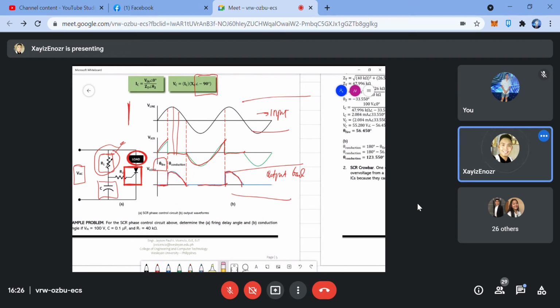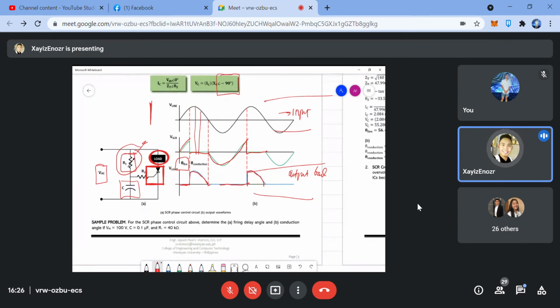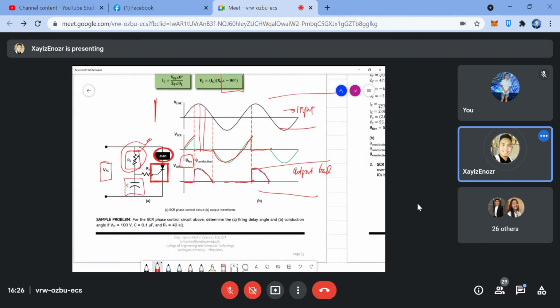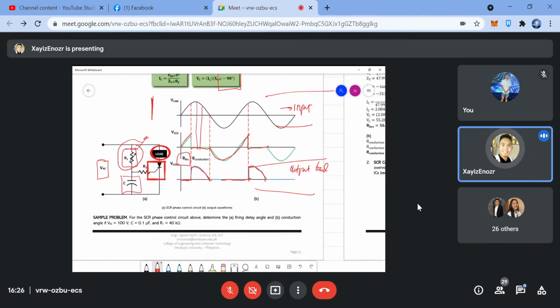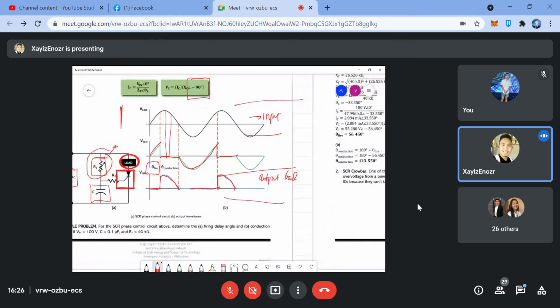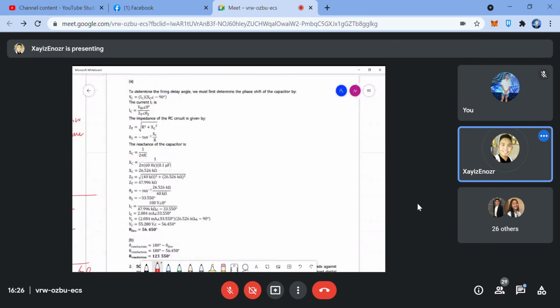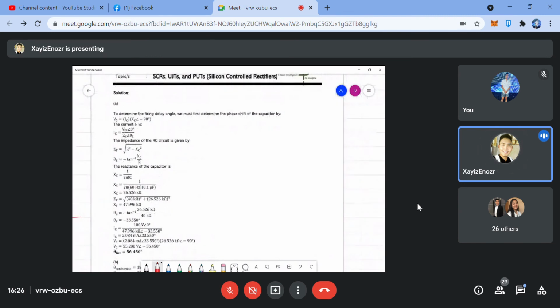So, let's have some examples here. So, for the SCR phase control circuit above, determine the firing delay angle and the conduction angle. If Vin is 100 volts, capacitor is 0.1 microfarad, and R1 is 40 k ohms. Okay, so let's see. So first, hanapin natin yung firing angle.